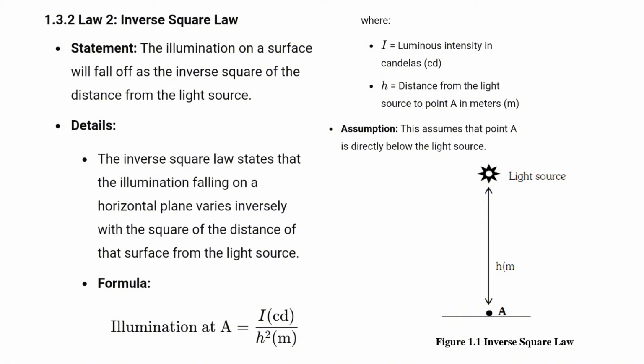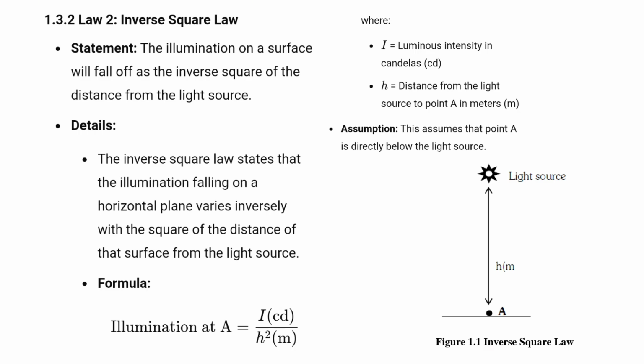The assumption here is that point A is directly below the light source. The calculation is simplified by assuming the point being measured is directly below the light source, making the distance a straight line. Firstly, a light source is positioned above point A. The distance between the light source and point A is denoted as h.